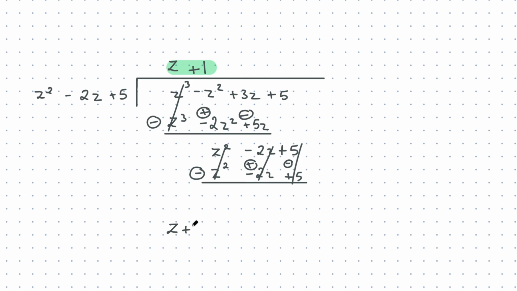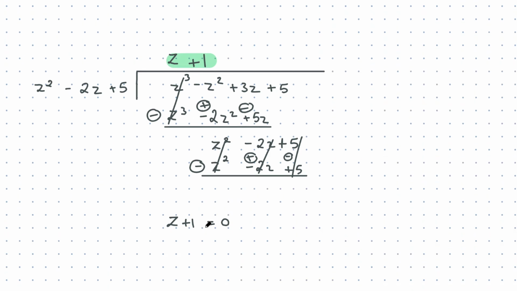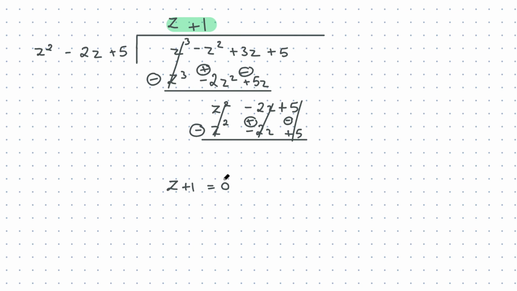So z plus 1 is a factor, meaning that it should be a solution when it's equal to 0. So then you can bring your 1 over, so it becomes minus 1, and we're going to get z is equal to minus 1. So then you've got your three roots.